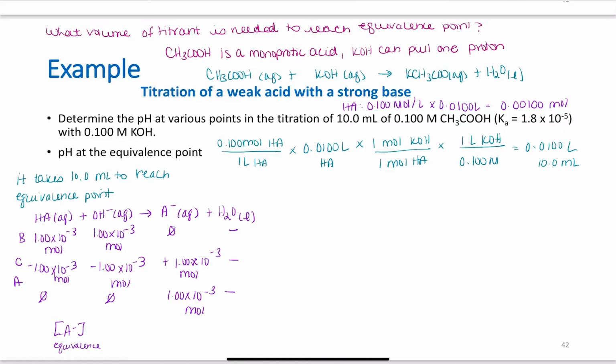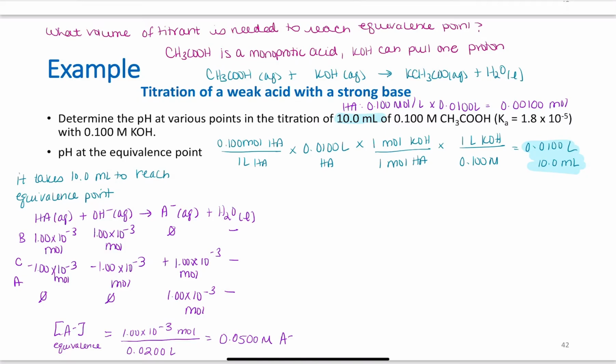We're going to figure out equilibrium in a sec, but at the equivalence point, I have 1.00 times 10 to the minus third moles. And in total, I have 20 milliliters of solution, or 0.0200 liters, because I mixed that 10 mL of acid with that 10 mL of base, giving me an overall concentration of 0.0500 molar A minus at the equivalence point.